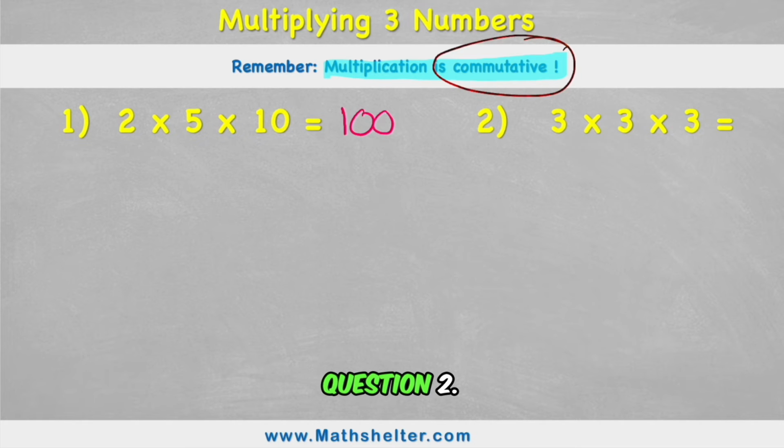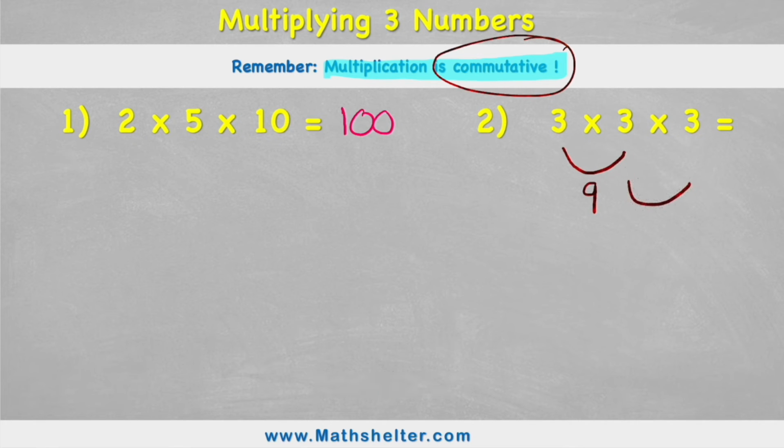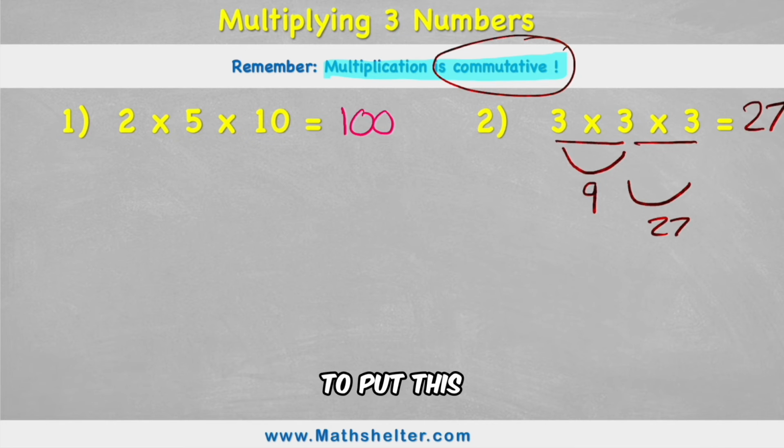Okay, let's look at question 2. We have 3 times 3 times 3. Well, because all the numbers are the same, I may as well just start from the beginning. And 3 times 3 is 9, and 9 times 3 is 27. So the answer to 3 times 3 times 3 is 27. But the reason I've chosen to put this question up here is because I want to show you something.